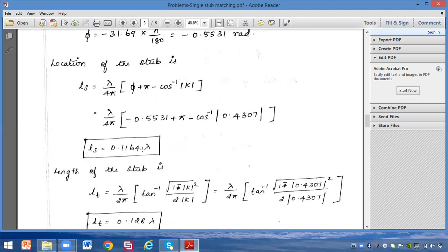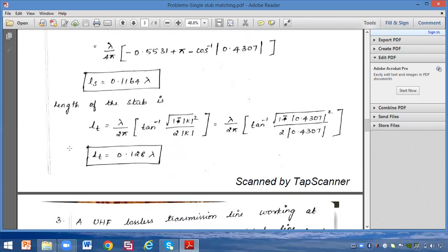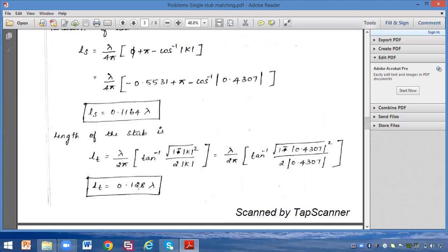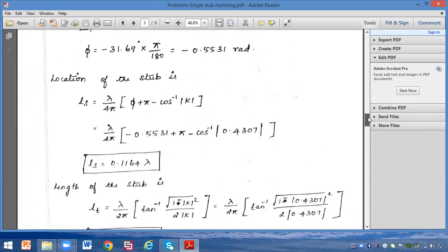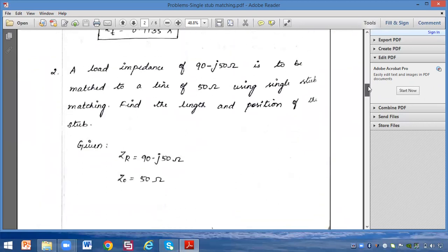If you substitute in this formula, you will get the location of the stub as LS is equal to 0.1164 lambda. Similarly, to find the length of the stub, LT is given by lambda by 2 pi tan inverse of square root of 1 minus mod k square divided by 2 into mod k. We know mod k is 0.4307. You can substitute the magnitude in this formula and you'll get the length of the stub as LT is equal to 0.128 lambda. So this is how we find the length and location of the stub in single stub matching if you know the load impedance and characteristic impedance.